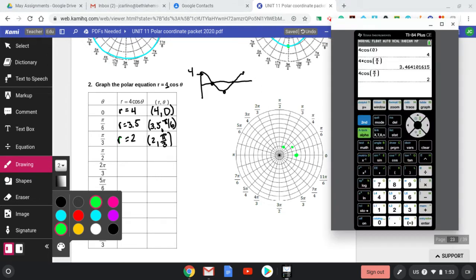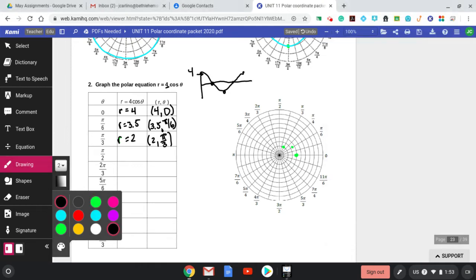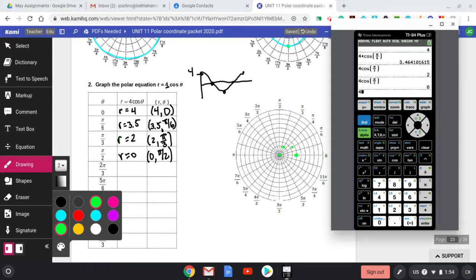Pi over 2. All right, same thing. If you guys want to go ahead of me, you can go ahead of me. I'm okay with that. And that's going to be now pi over 2, and I get 0. So I'm going to plot 0, pi over 2. So where would that point be then? That point's going to be back at the pole. All right, let's keep grinding. 4 cosine, this is the longest part, is just plug it in your calculator. 2 pi over 3, and I get a negative 2 there.